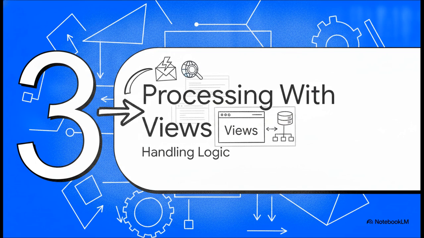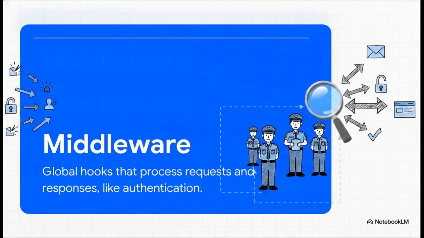All right, section 3, processing with views. But wait a second, before and after the view actually does its main job, the request passes through middleware. Think of these as your global security guards. They're handling all those crucial background tasks, like checking if a user is actually logged into your app or managing sessions, and they do it all globally without you having to write that same code into every single view.